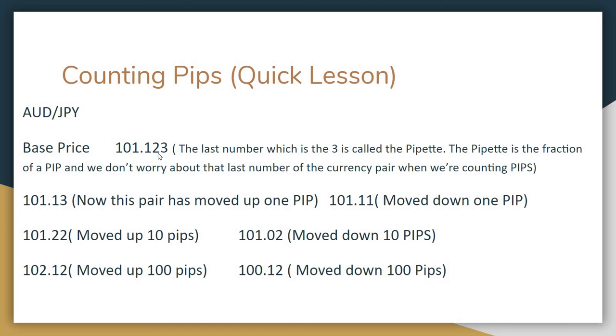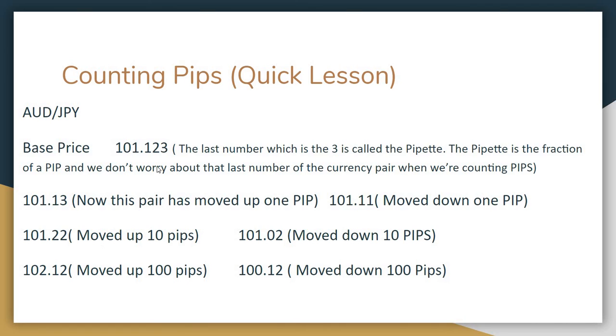If this 2 has changed and it's going down into a 1 or a 0, like any number going down, it's moved down 1 pip. So let's say we took the trade at 101.12. If the price is at 101.13, then it's moved up 1 pip. If we took the trade at 101.12 and the price is now at 101.11, then this trade has moved down 1 pip.